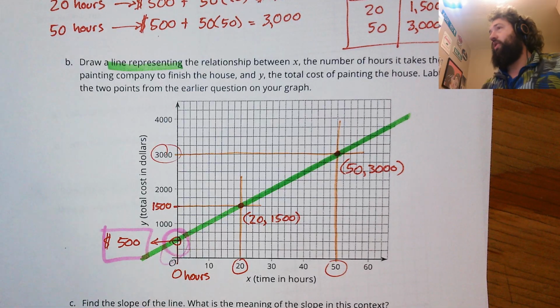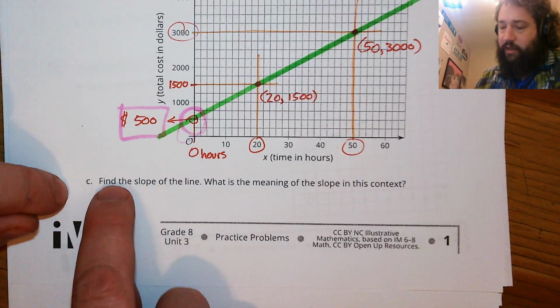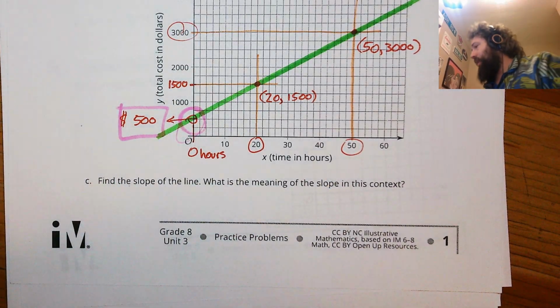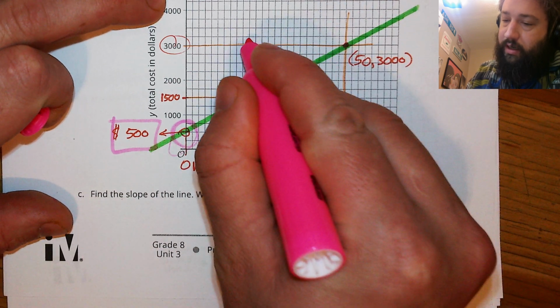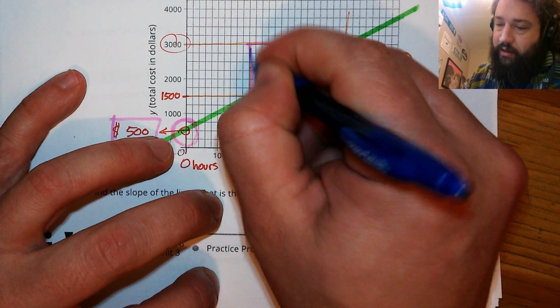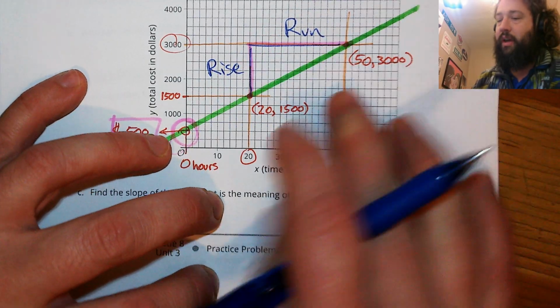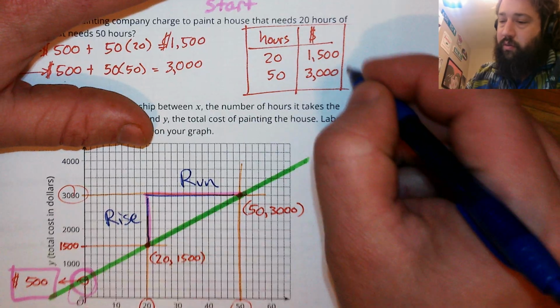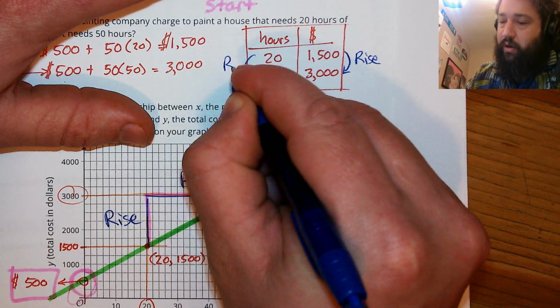And then it has a question down here. I'll zoom down a little bit. Find the slope of the line. It says, find the slope of the line. What's the meaning of the slope in this context? So for the slope of this line, I can do rise and run here. I could calculate my rise and I can calculate my run. If you like to do that here, you can, or you could calculate your rise and run right here. So this would be my rise, and this would be my run.